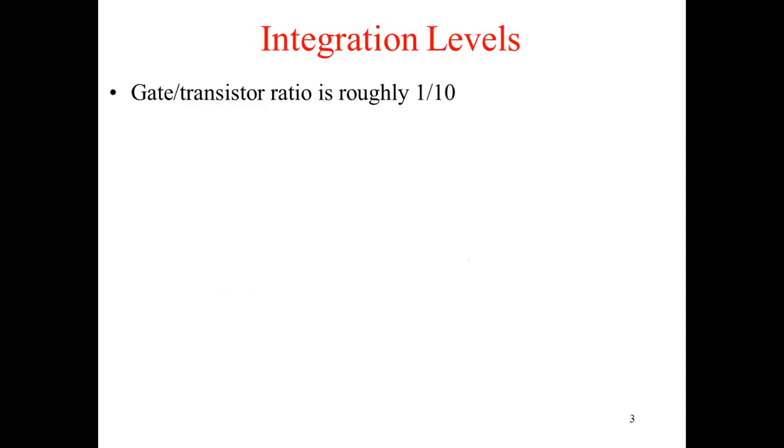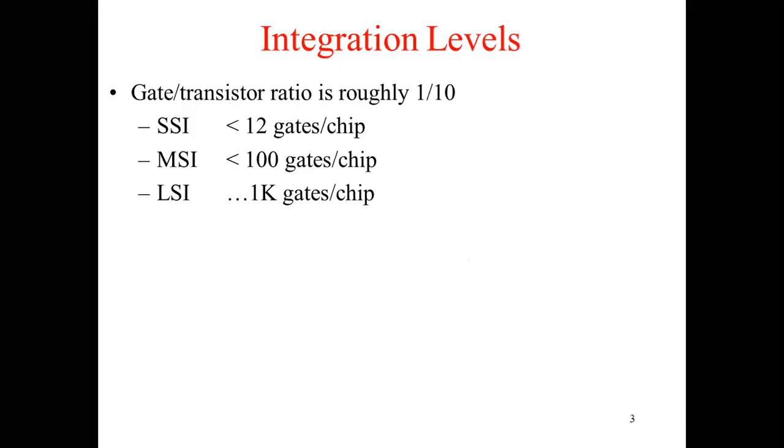Now let's come to the integration level. We have different types of technologies, and the first is SSI, small scale integration, which has less than 12 gates per IC. Chip here is the IC. Then MSI, medium scale integration, where we have about 10 gates per chip. Then LSI, around 1000 gates per chip. Then we have VLSI, about 10,000 gates per chip.